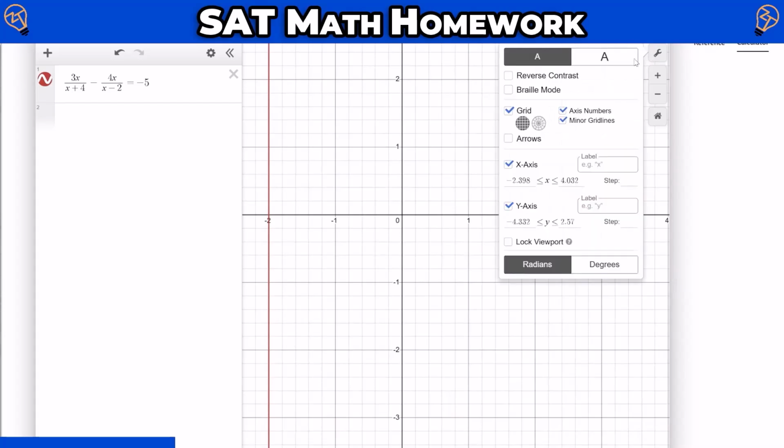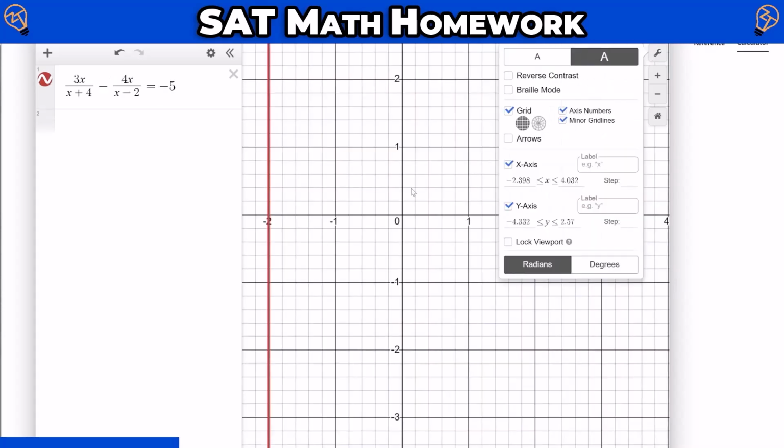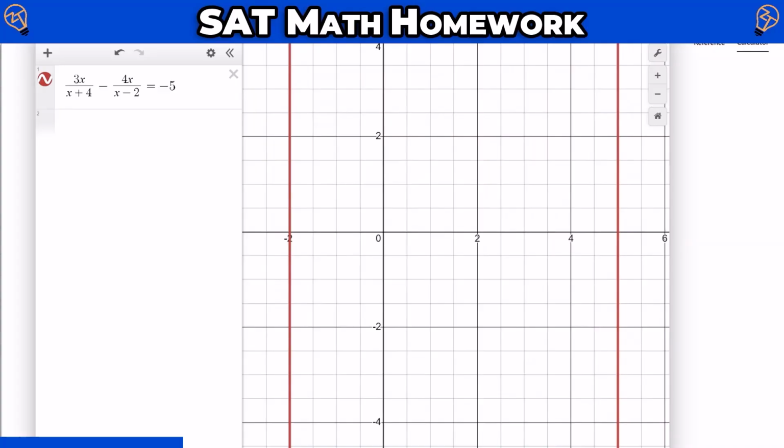The other thing you could do is when you click here, we'll go ahead and click on that option. To me, that's just way easier and more clear. So -2 and 5, keep in mind those are the solutions that I see.